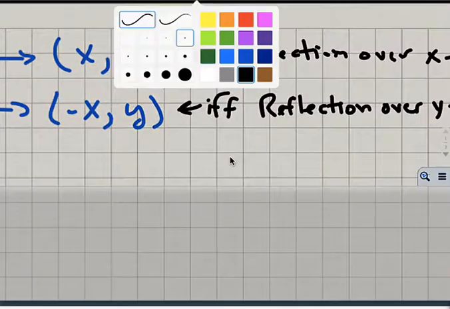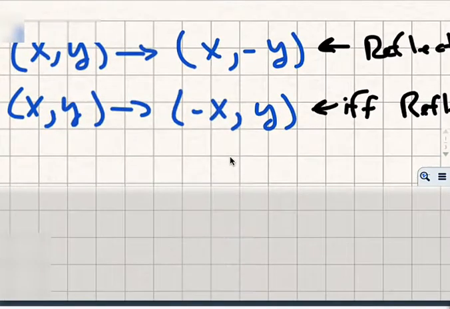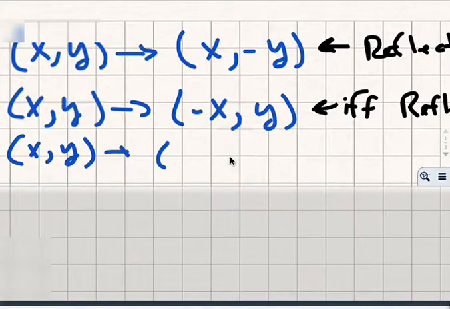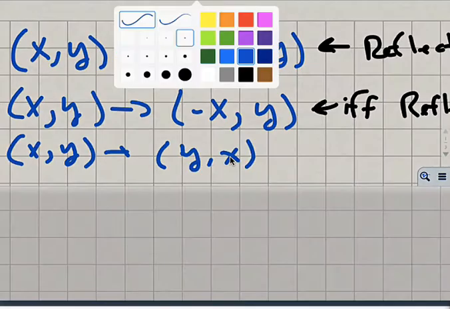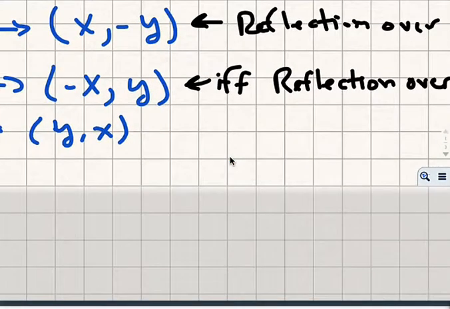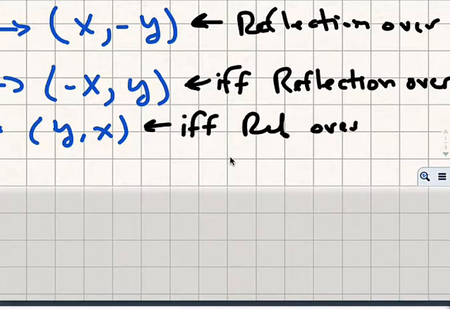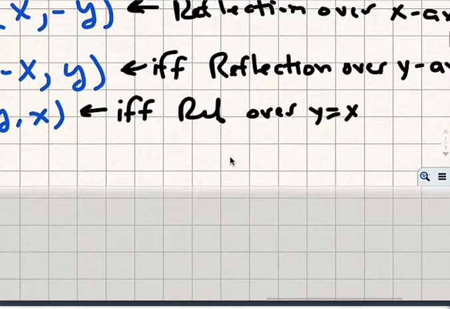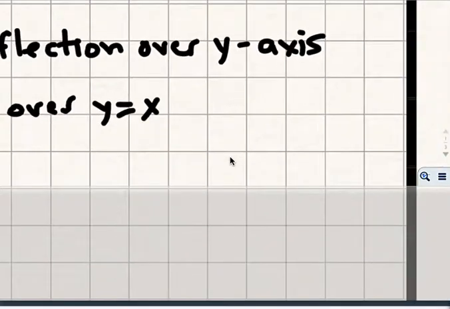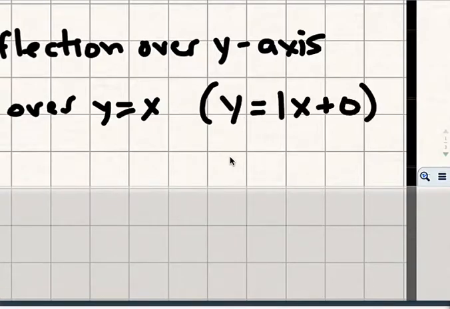And the last common rule I should say is x comma y goes to y comma x. And this is only applicable if and only if the reflection is over the line y equals x. I know some people had problems graphing that, thinking it was maybe a point or something, which is weird. This is the same thing as y equals 1x plus 0. So it's actually a line.